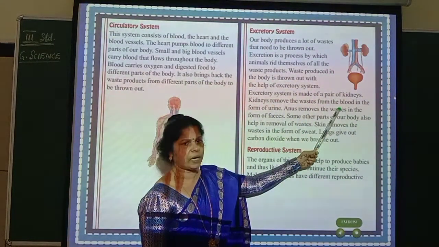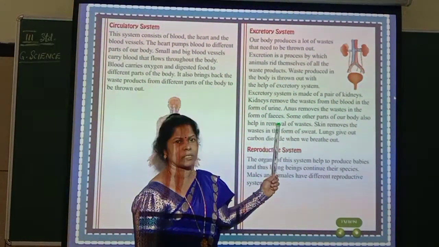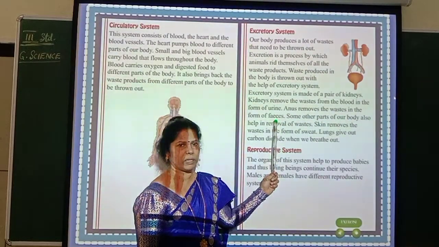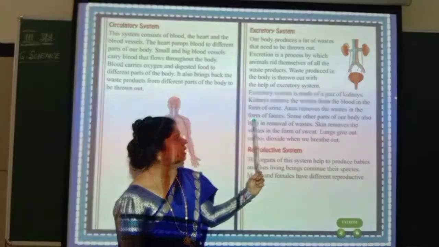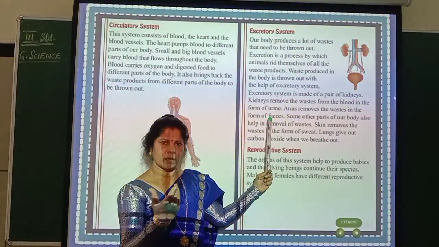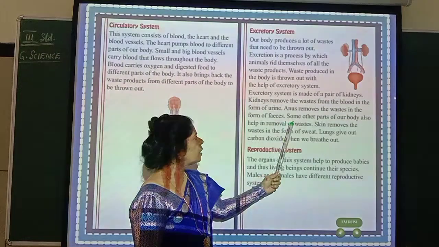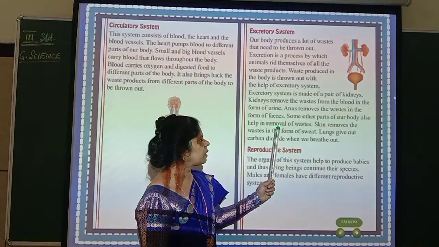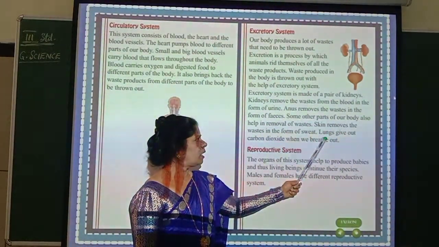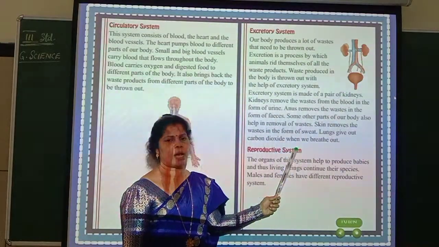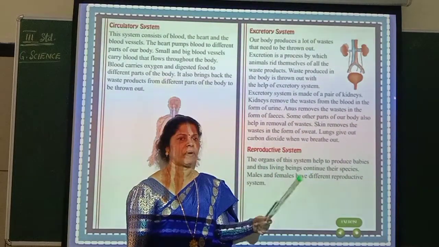So this excretory system is made up of a pair of kidneys. Kidneys remove the waste from the blood in the form of urine. Anus removes the waste in the form of feces or stool or motion. I told you that in the previous class, isn't it? Morning you go to the lavatory, isn't it? So that only. Then some other parts of our body also help in removal of waste. Skin removes the waste in the form of sweat, and lungs give out carbon dioxide when we breathe out. So all these organs together throw out the waste materials from our body.